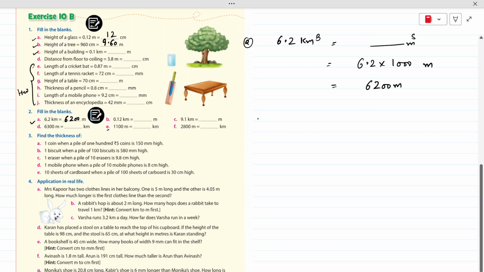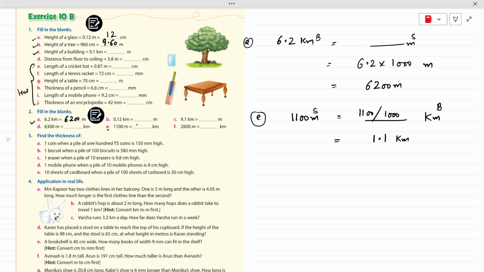Next kids, I'm taking question number E here. It says we have to convert 1100 meters into kilometer. So this is the reverse of what we have done now. That means we have to convert a smaller unit to a bigger unit. So what we'll have to do? We'll have to divide the given number by 1000. And when we do this, we will get the answer as 1.1 kilometers, right? So all these questions are the same kids. Also, I'm taking the F part, the last part.